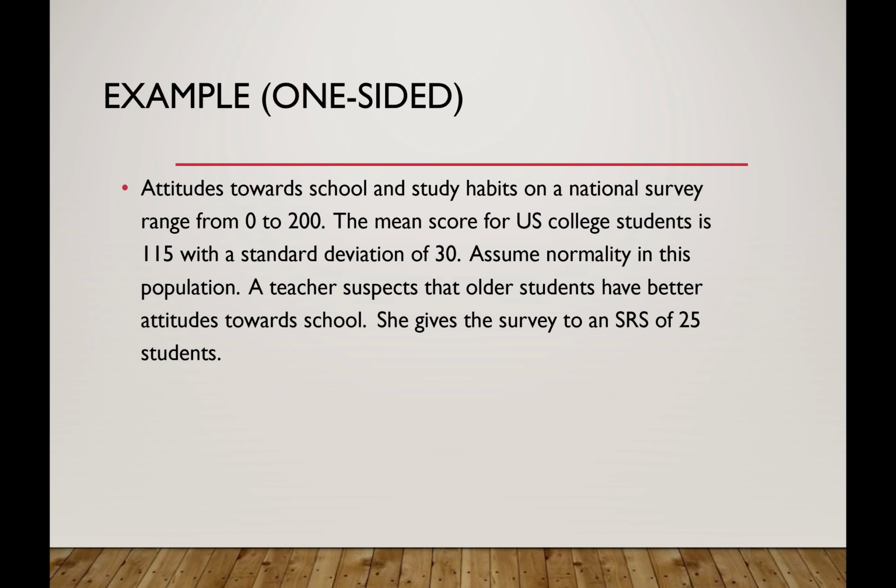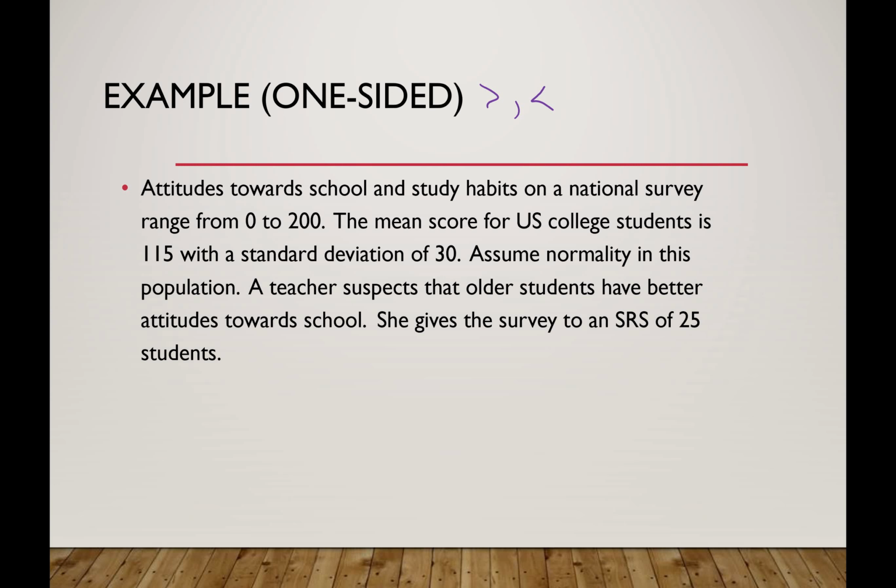Okay, so we could have two types of hypothesis statements. One is a one-sided, the other is a two-sided. For a one-sided, that's when we're going to have a less than or a greater than. And for this example, you just go by the wording. So this is a national study with a scoring range from 0 to 200. And it was found that the mean score for study habits for U.S. college students is 115, standard deviation of 30.